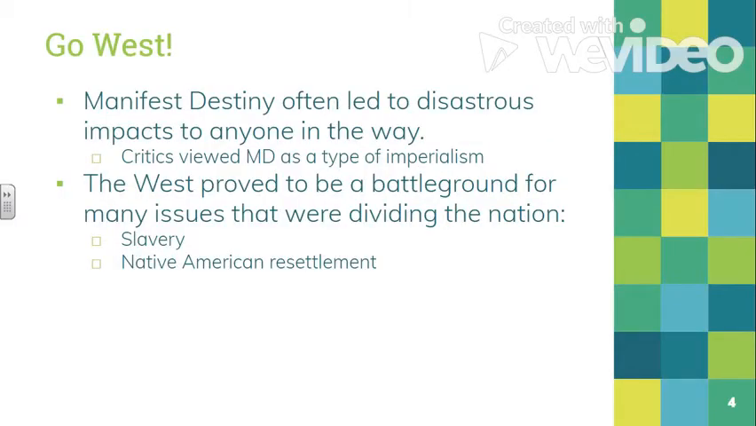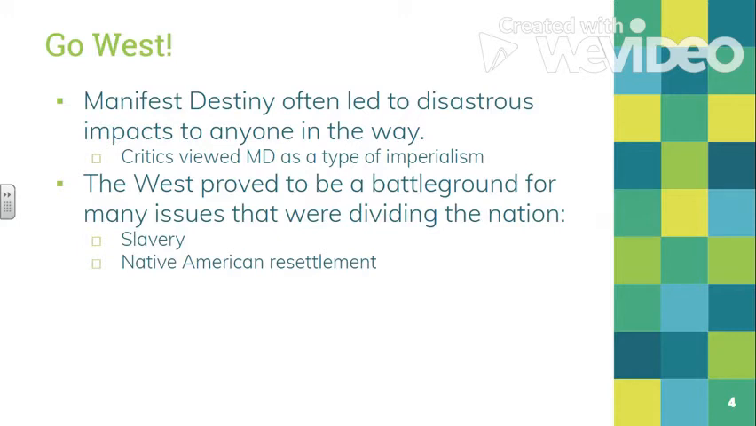So continuing on, Manifest Destiny, although it had its benefits for the United States of America and for white settlement, was also met with some pretty disastrous impacts. First off, Manifest Destiny takes place at the expense of Native American claim to land along the Great Plains leading up to the Rocky Mountains and even to parts of California. Critics view Manifest Destiny as a type of American imperialism. And American imperialism wasn't exactly something that the entire nation supported.